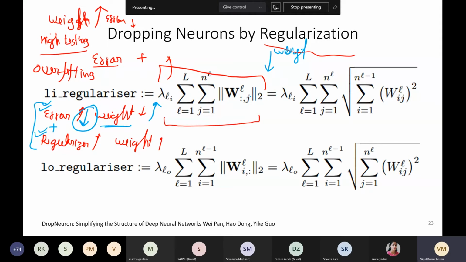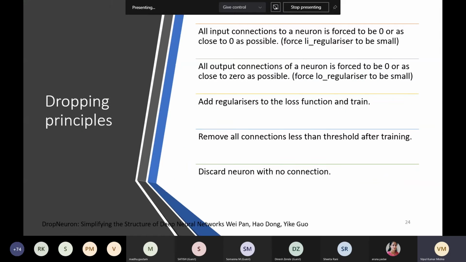Now once you apply the regularizer very heavily, the weight values will reduce further. Once they are reduced, we will check from the previous layer and force all those connection values to 0 which are smaller than a threshold.